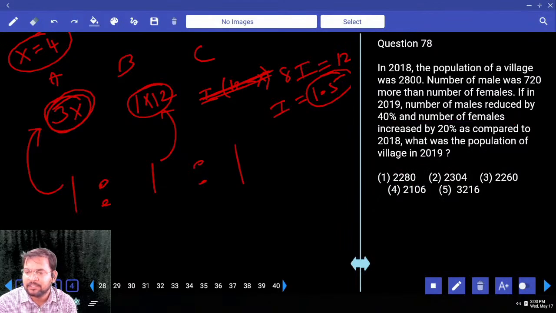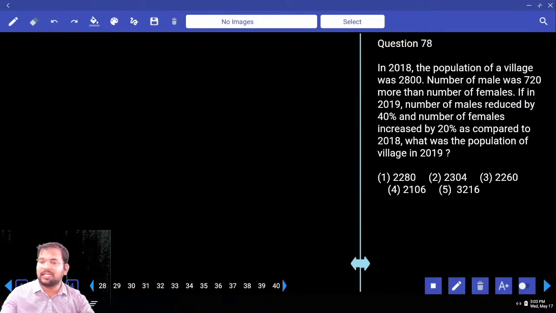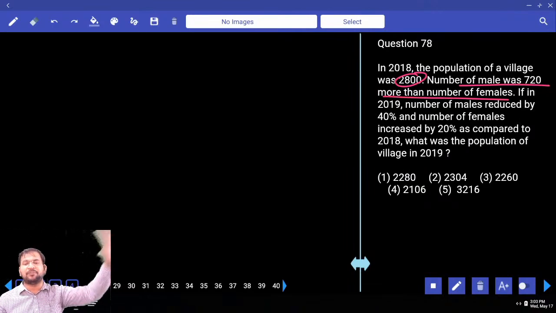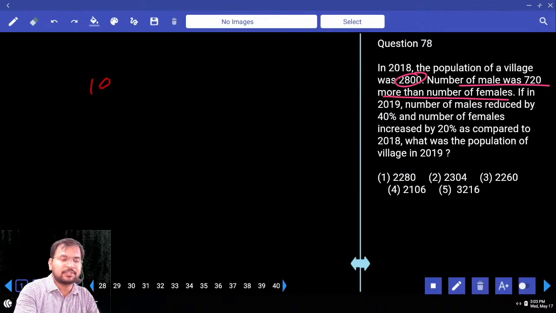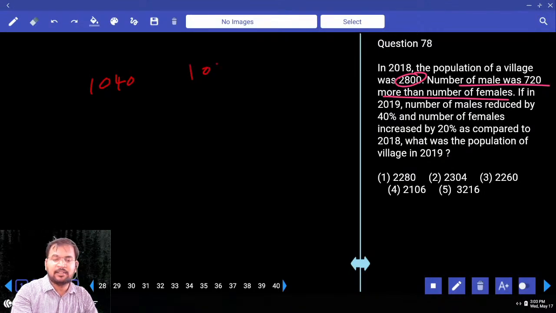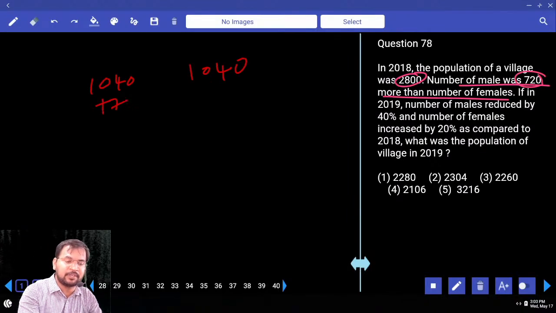In 2018, the population of a village was 2,800. The number of males was 720 more than the number of females. If in 2019, the number of males is reduced by 40% and the number of females is increased by 20% as compared to 2018, what was the population of the village in 2019? Now the total is 2,800 and males were 720 more than females. Cut that 720 from 2,800. The remainder is 2,080, half of it is 1,040. Males are 720 more, so add that 720 to this one. Therefore males are 1,760.